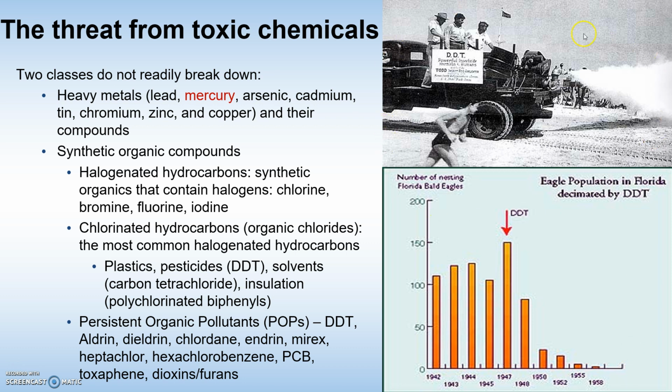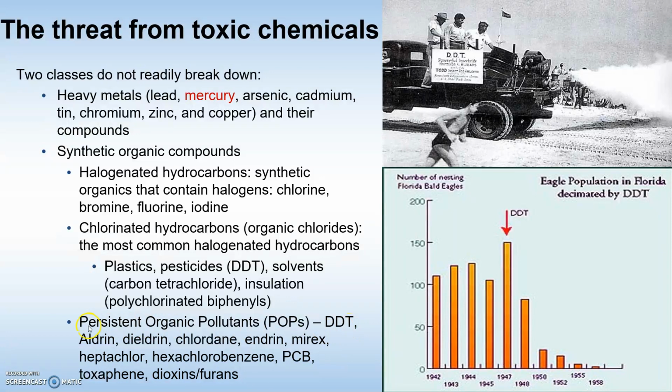This is a picture of DDT being sprayed at a beach. It's labeled as being a powerful insecticide, harmless to humans, and they use it to get rid of sand fleas. And this was just one example of how DDT was sprayed even around people. So DDT was heavily used back in the day.